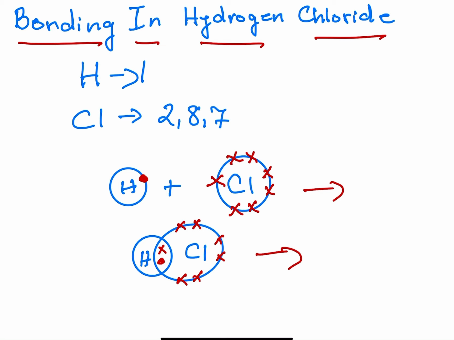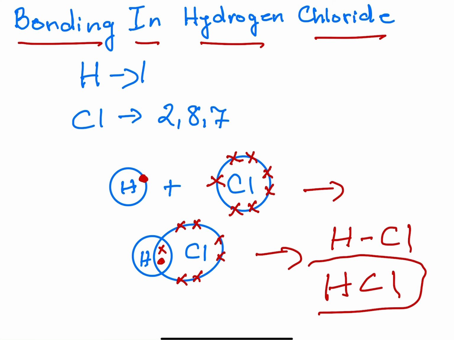So we see that they are sharing one pair of electrons. Finally, we get the structure of the molecule that is H single bond Cl, and we can write it as HCl. So I hope this is clear. The bonding that takes place in hydrogen chloride is covalent bonding, and it consists of a single covalent bond because it is sharing one pair of electrons.